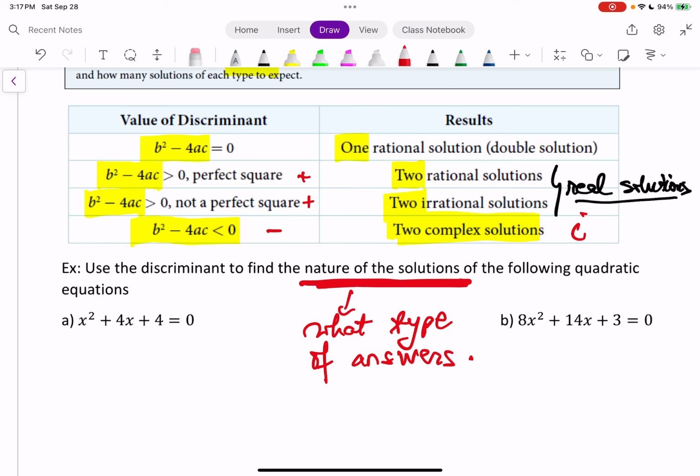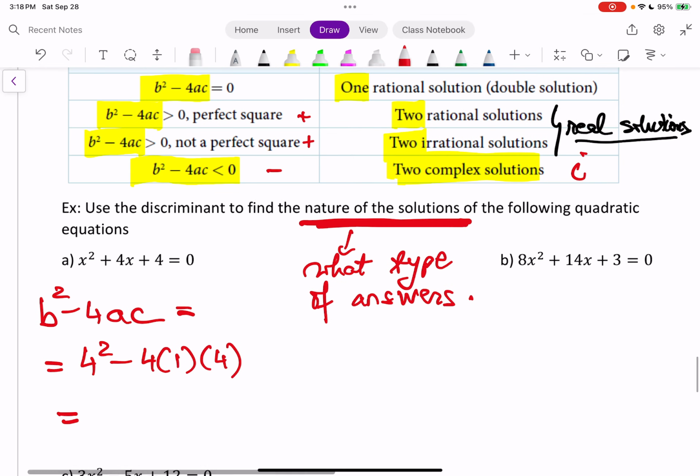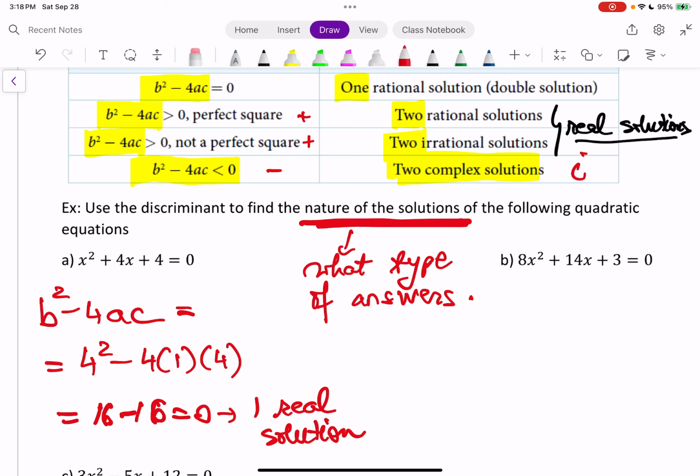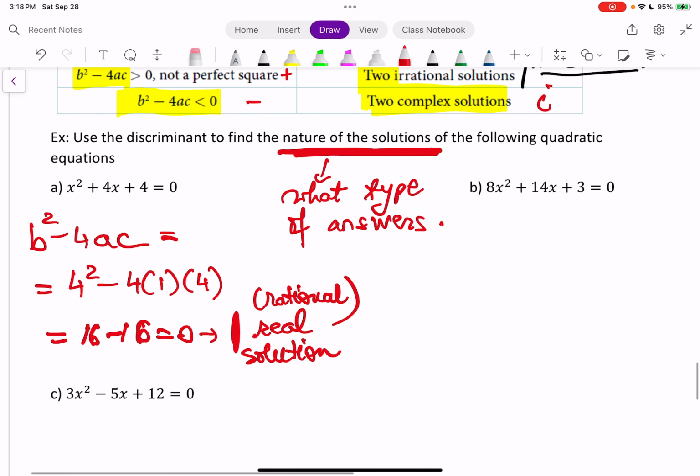Okay, so we just want to know what type of solutions we would get. So that's all I want to know. What would b squared minus 4ac be equal to? Well, that's 16 minus 16, which is 0. So we're going to get one rational solution. It's fine if you just say real solution, but it's going to end up without square roots, so rational. Either one of these answers is correct to me. But we'll get one answer.